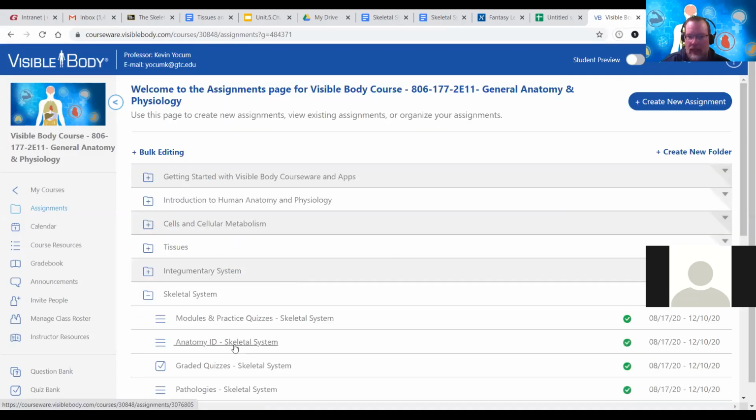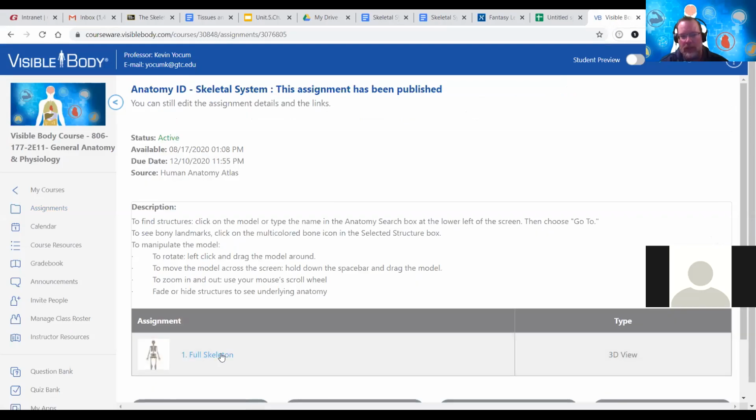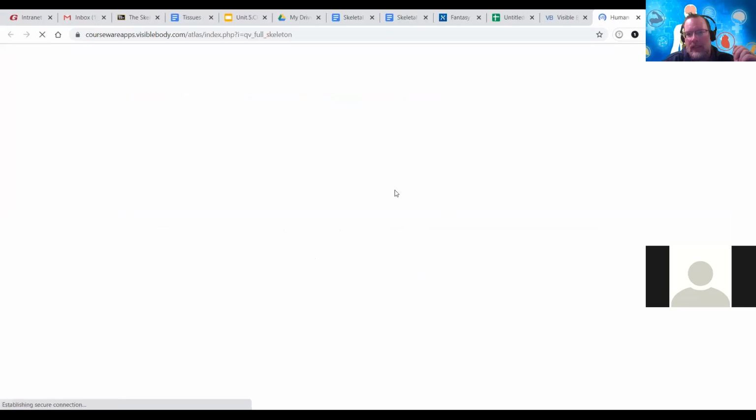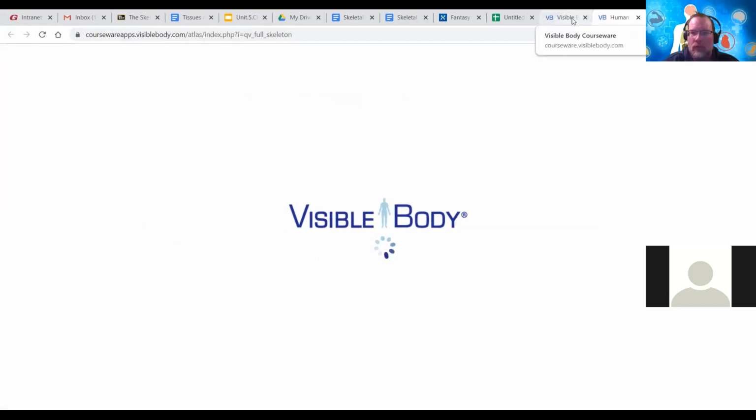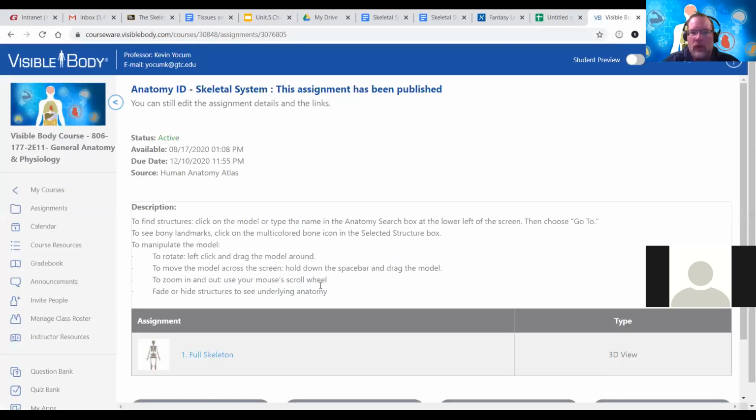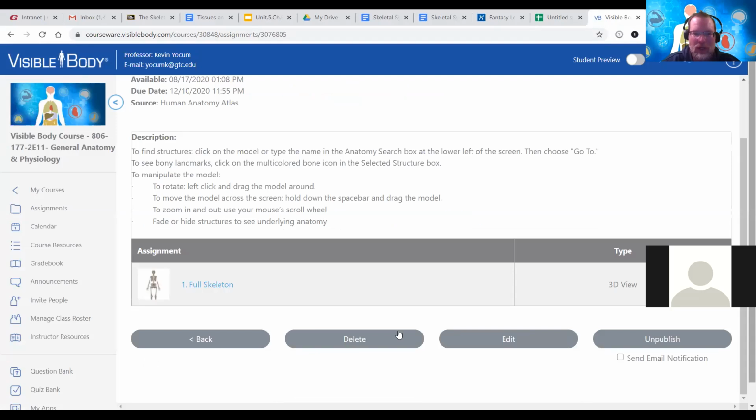The anatomy ID, if you click that, takes you to the full skeleton in the regular Human Anatomy 2020 app. So we click that, and it takes us to that app. I probably goofed up just by opening that, and it's going to slow everything down. So anyway, you know what I'm talking about. Go in there and check that out as well.